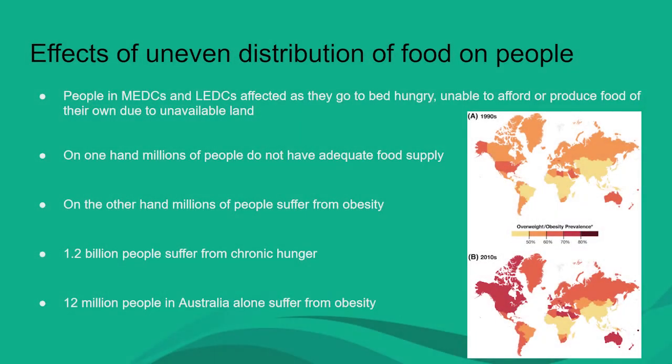So what are the effects of uneven distribution of food on people? People in MEDCs and LEDCs are affected as they go to bed hungry, unable to afford or produce food of their own due to insufficient income and unavailable land. On one hand, millions of people do not have adequate food supply to sustain their daily needs. On the other hand, millions of people suffer from obesity. 1.2 billion people in the world suffer from chronic hunger, and 12 million people in Australia alone suffer from obesity. This is inclusive of the 650 million people in the world who suffer from obesity.